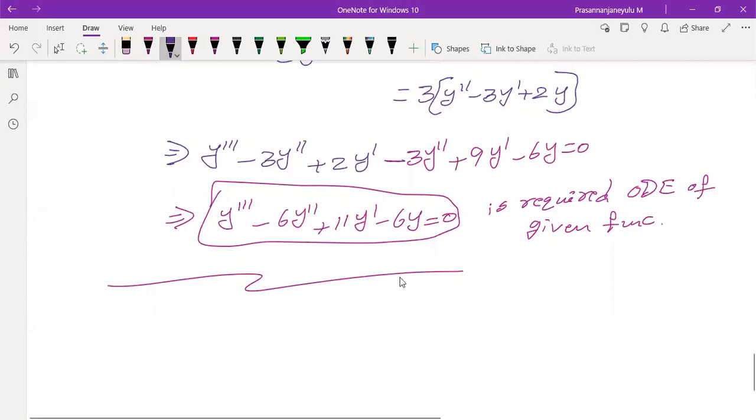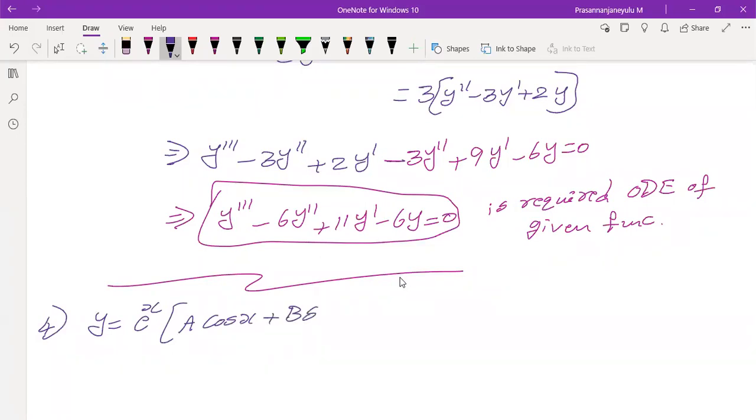Now in the same manner you people do it for your practice. I'm giving a few problems. y equals e power x into a cos x plus b sin x. In the next class, I'll discuss if you have any doubts, where capital A, capital B are arbitrary constants.